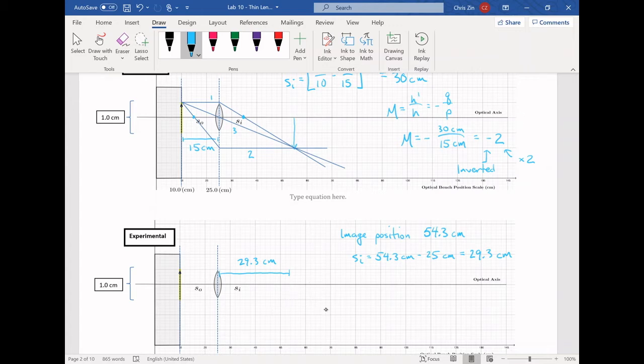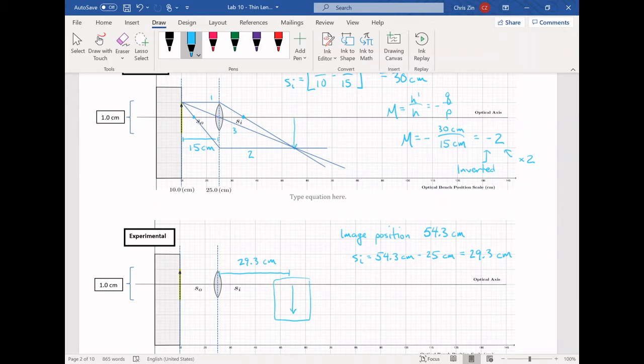Okay, we also noted that in the video, the image was inverted, so the arrow is pointing downward. Now it's going to be very hard, basically impossible, for you to determine the size of the image. So we'll just use the 2 that we predicted from before. So then we found an image at that position.